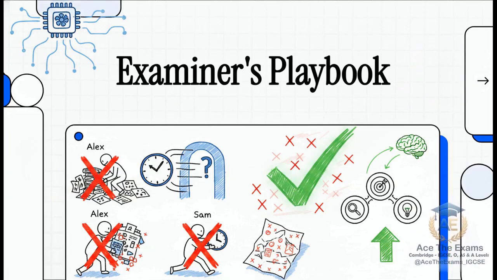Then we have Sam. Sam is constantly racing against the clock. He rushes through the prompt, completely misses the command word requirements, and just word vomits generic knowledge. Both Alex and Sam leave the exam hall feeling super confident, and both end up with a massive storm of red ink on their papers. Today, we're going to transform those red marks into green check marks.